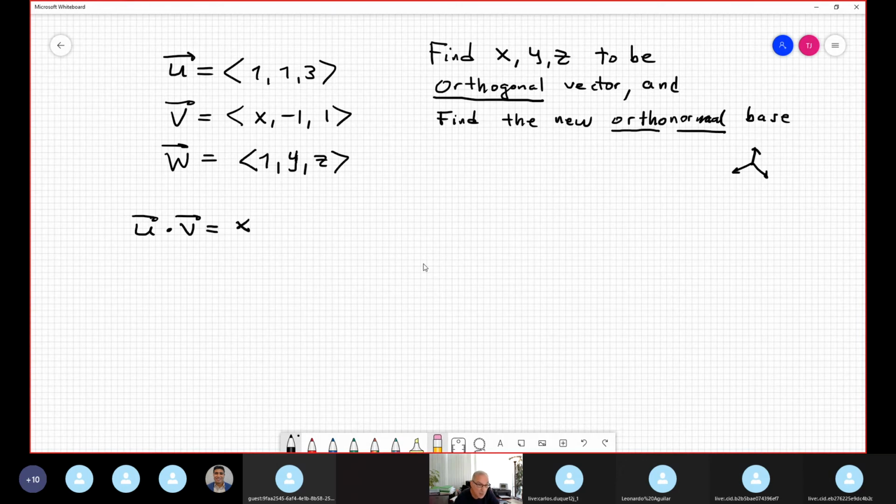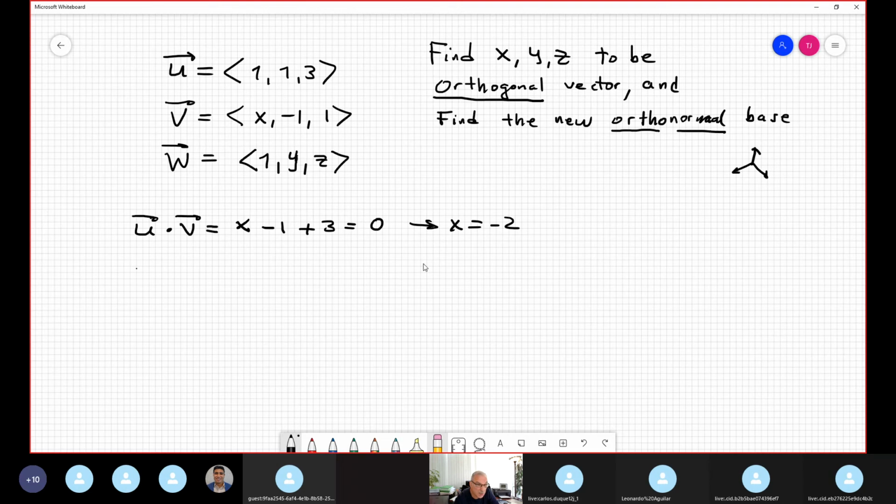-1 plus 3 should be 0. So multiplication: x times 1 is x, -1 times +1 is -1, +1 times 3 is 3. Therefore, I compute directly that x is equal to -2. Okay, super, I found the first component I didn't know, x.